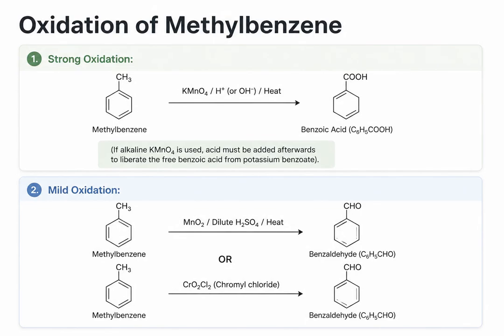The methyl side chain is highly susceptible to oxidation. Using a strong oxidizing agent like heated potassium manganate(VII) will completely oxidize the methyl group into a carboxylic acid, yielding benzoic acid. If you perform this in alkaline conditions, you must add acid at the end to protonate the benzoate salt. If you only want to oxidize the methyl group to an aldehyde, you must use milder agents like manganese(IV) oxide and dilute acid or chromyl chloride to form benzaldehyde.